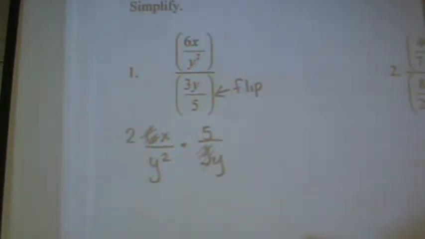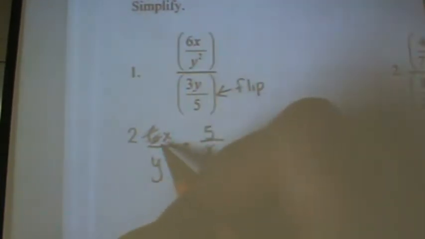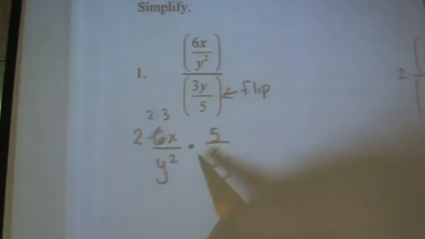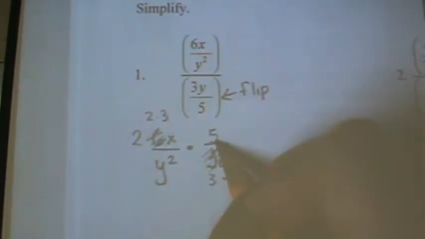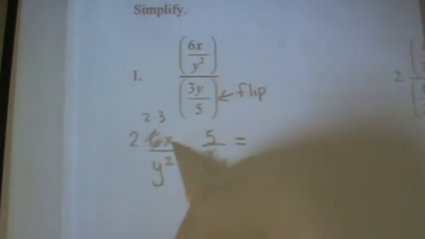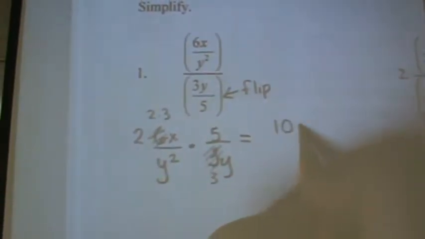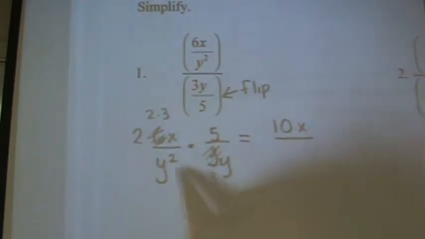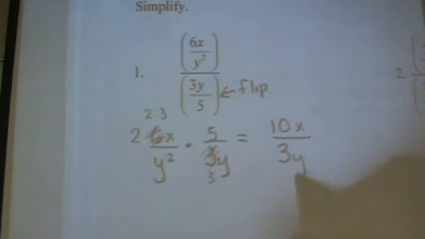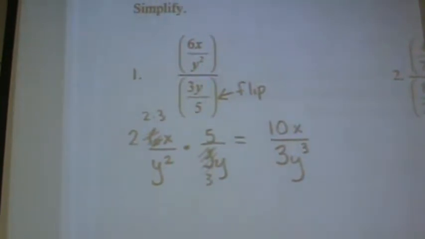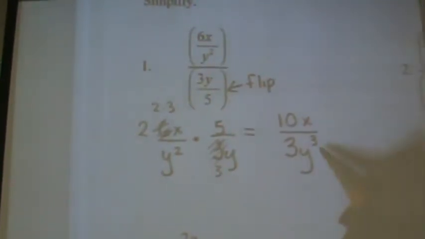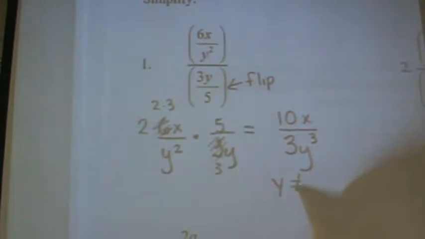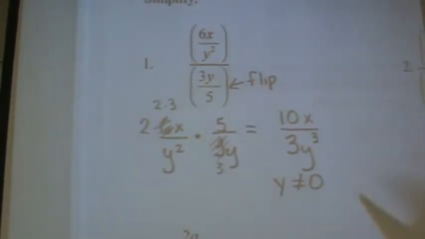How can they cancel if they're not like terms? The factors of 6 are 2 and 3, and the factors of 3 are 3. See, these are factors, you can cancel them. So your final answer would be 2 times x times 5, which is what? What's 2 times x times 5? Over 3, good, 3y to the third. And y can't be what? 0.